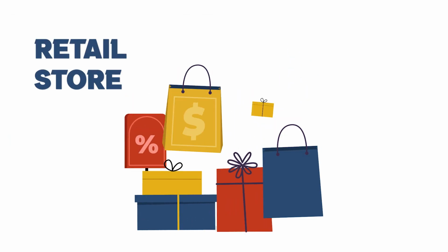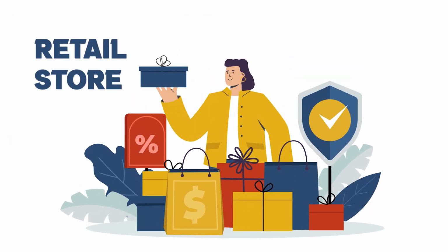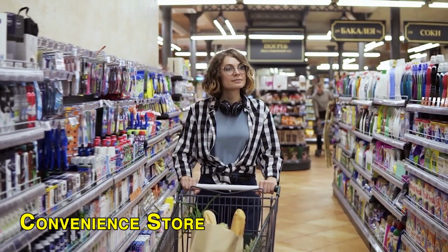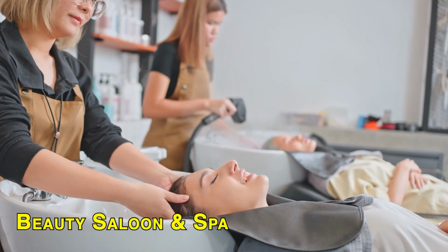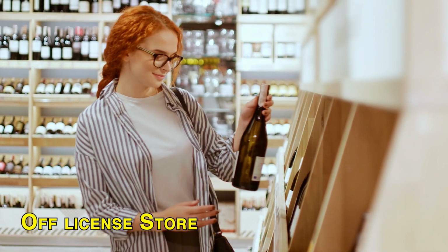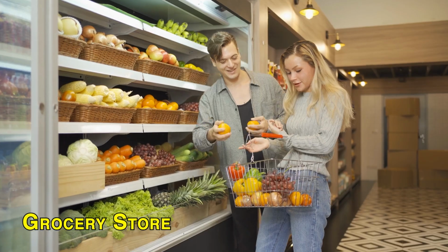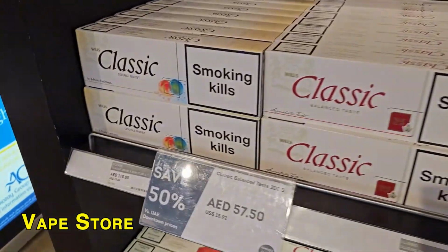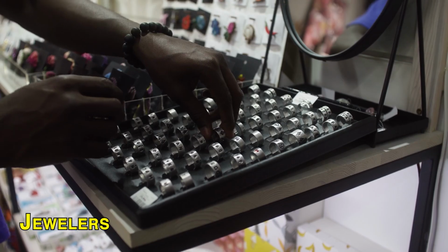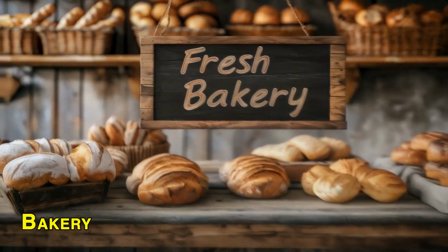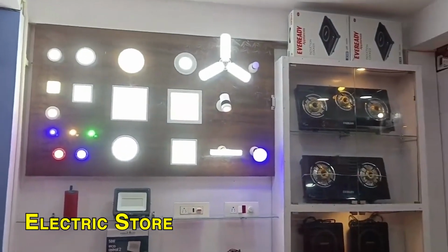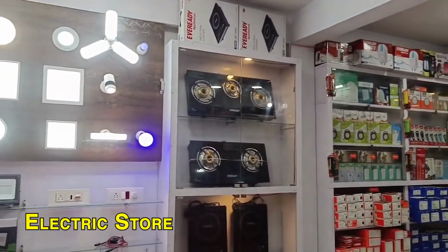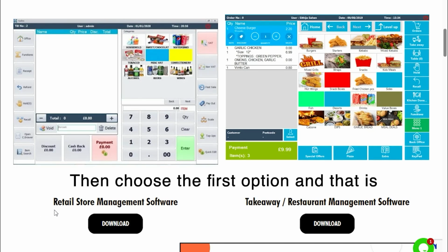If your business is related to a retail store, such as a convenience store, beauty salon and spa, off-license store, plumber shop, grocery store, cash and carry, shoe stores, vape store, jewelers, gift shop, bakery or electric store, then choose the first option, and that is Retail Store Management Software.